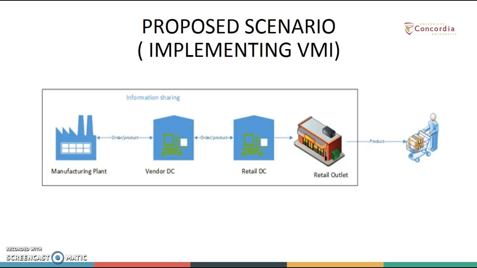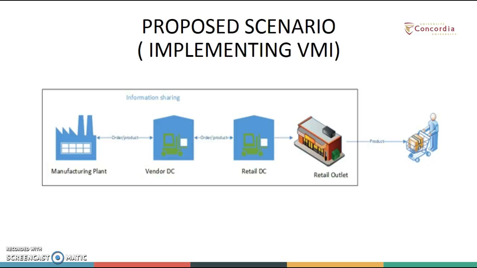The plant produces and ships the product to the vendor distribution center, and then it is shipped to the retail distribution center. When the inventory level in the retailer distribution center is low and needs to be replenished, the system generates a replenishment order automatically to the vendor distribution center.